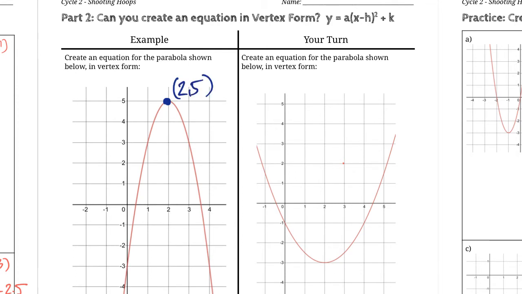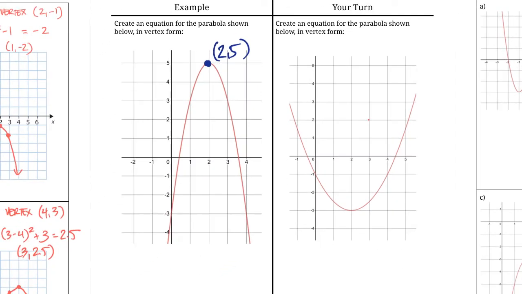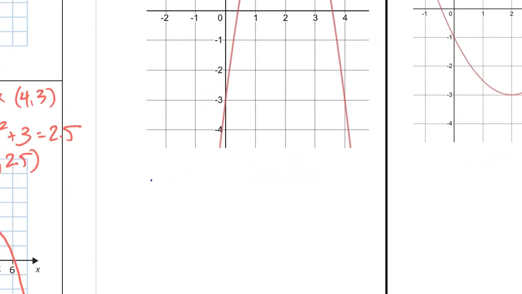So if we remember our vertex form of our equation, remember, the vertex is that h and that k value. So what I'm going to do to solve this question, I'm first going to just copy out the equation of a parabola in vertex form.